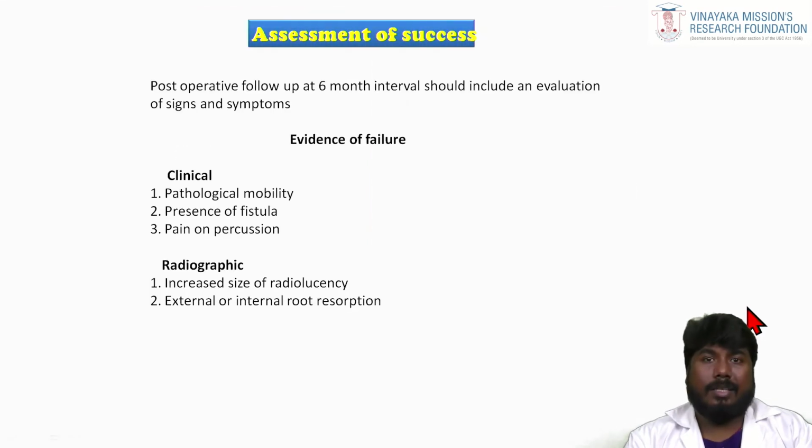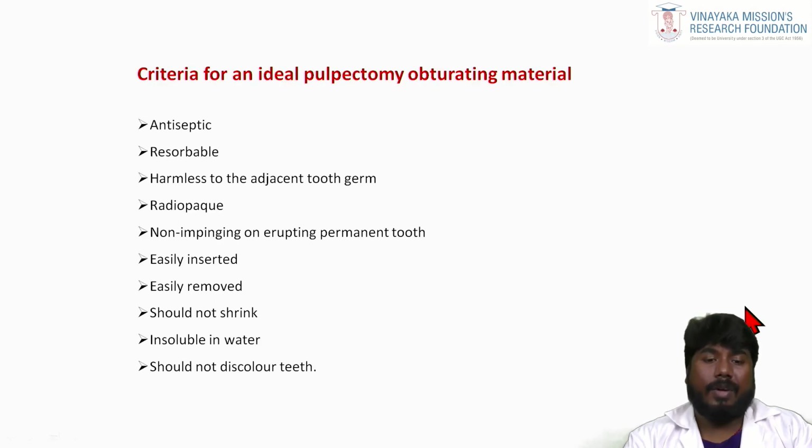How will you assess the success? The post-operative follow-up at 6-month intervals should include an evaluation of signs and symptoms. Evidence of failure: clinically, pathological mobility, presence of fistula, pain on percussion. Radiographically, increased size of radiolucency, external or internal root resorption. This is considered a failure.